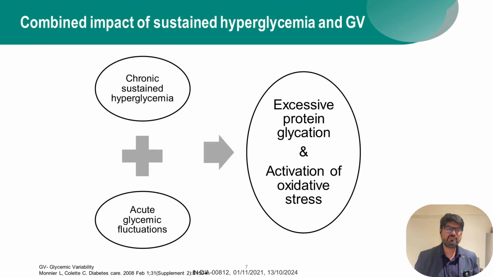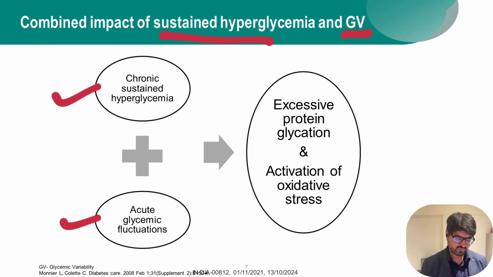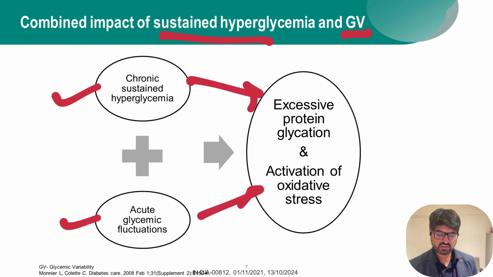Okay, moving ahead. Remember, the complications that happen, especially the microvascular complications, happen because of two reasons. I've already discussed this: sustained hyperglycemia and glycemic variability, right? So both these things are detrimental and impact the risk of diabetes related complications. You have chronic sustained hyperglycemia with acute glycemic fluctuations, both of which lead to excessive advanced glycation end products and activation of reactive oxygen species, both of which ultimately lead to complications.